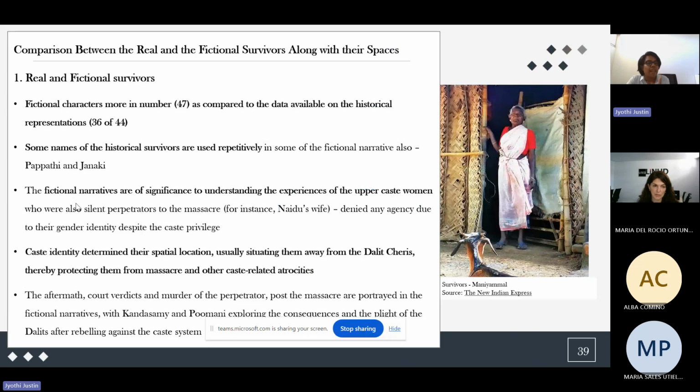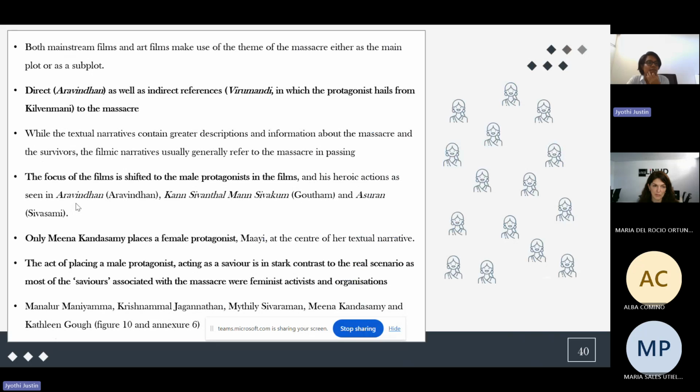So there is a general lack of focus on female survivors of the massacre. And also the focus of films or fictional narratives was mostly on male protagonists, in contrast to the actual scenario where feminist activists or women actually took the initiative to rehabilitate the survivors or to rescue them. But in the fictional narratives, we saw the rise of male protagonists or a heroic image who came to save the survivors after the massacre. Only Meena Kandasamy makes use of a female protagonist in her narrative.